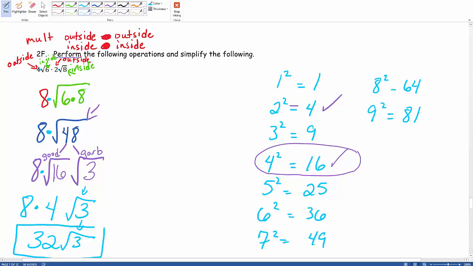So then this would be our final simplified version. Again though, that is chapter 1 target 2F.